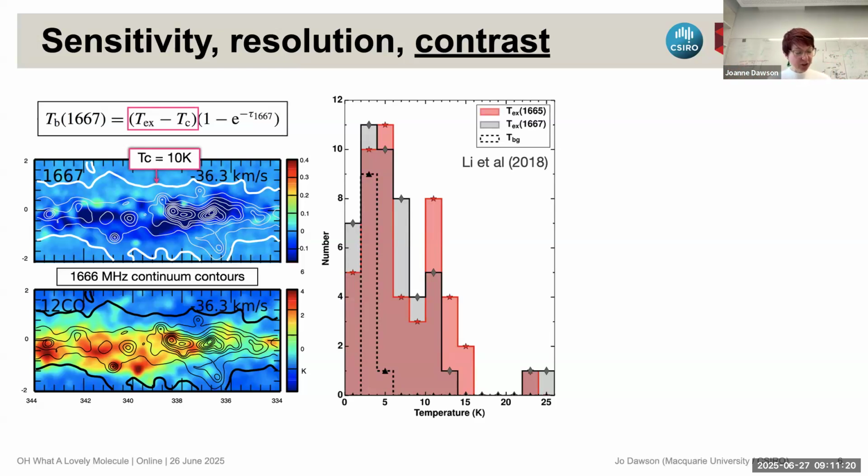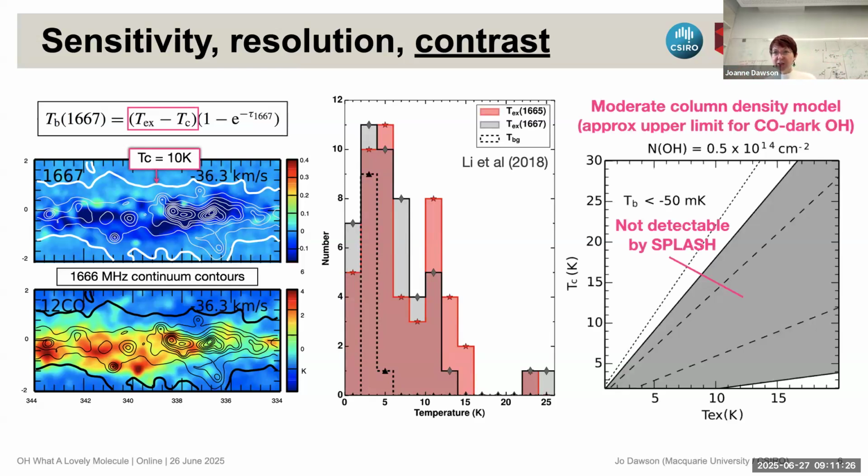There's some caveats here, of course. You don't know where the continuum is along your line of sight, and I'll get to that in a minute. But overall, you can quantify this a little bit, and we did so in the pilot paper of this. This plot simply shows if you take a characteristic diffuse OH column, even quite a high diffuse OH column, and you plot the excitation temperature against the continuum background temperature and ask whether we could detect that material in SPLASH, the answer is a big chunk of it we can't detect.